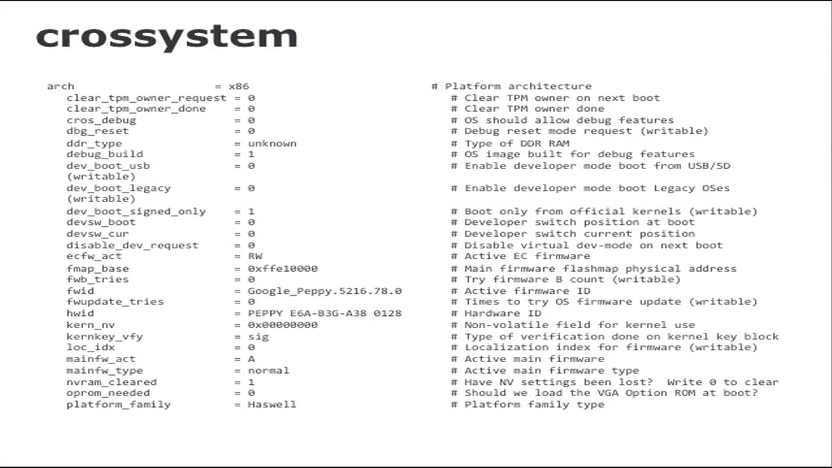On an x86 device, many of these flags reside in CMOS. On an ARM device, they reside in a different NVRAM region.